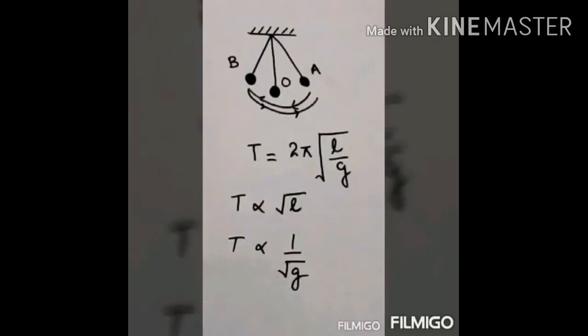So if you have the same pendulum of the same length, and you take its time period on the surface of Earth, where gravity is 10 meters per second squared, it will have a certain time period. But if you take it to the moon, where gravity is only 1.6 and is reduced, the same pendulum will slow down. It will take more time to complete the vibration.